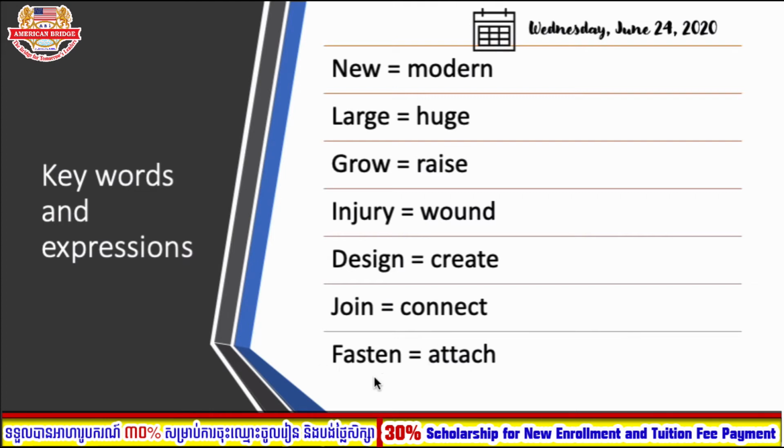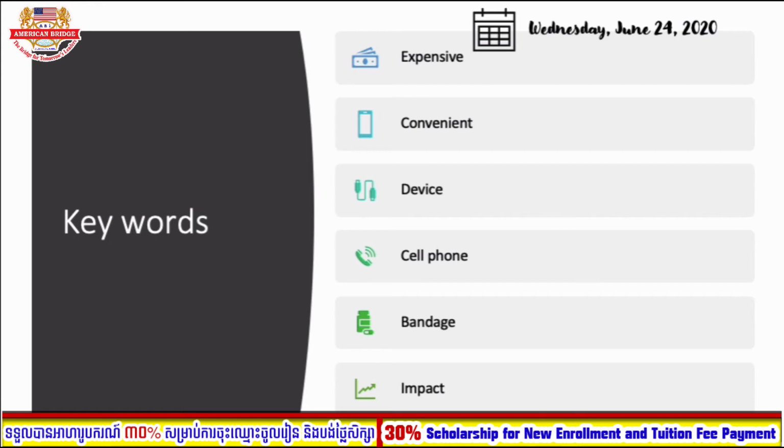Have you ever heard the word fastener? You can find it in the car, a belt that you put on for safety. So these are some of the words that you will encounter in the lesson. Moreover, here are some more keywords for you to understand. The first one is the word expensive. Nowadays, a smartphone or cell phone is very expensive, isn't it? You can say so. And the other word is convenience.